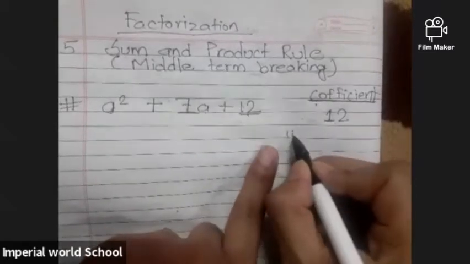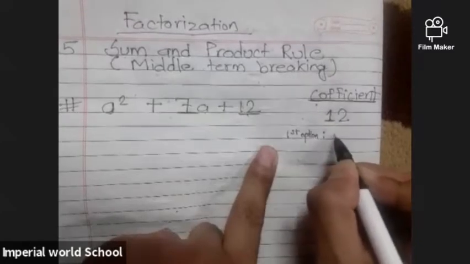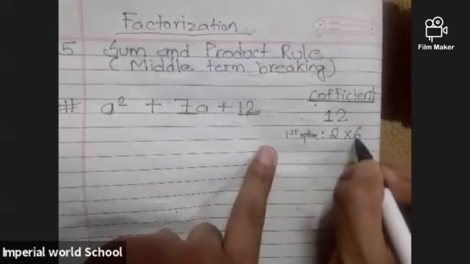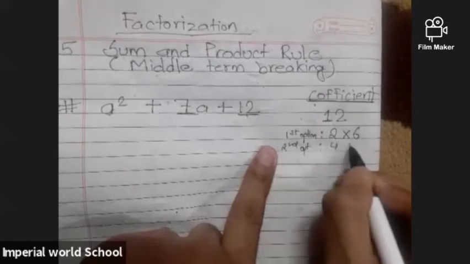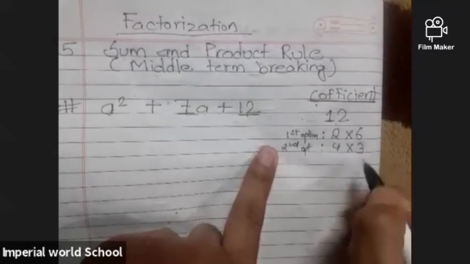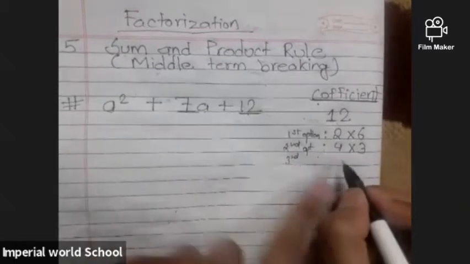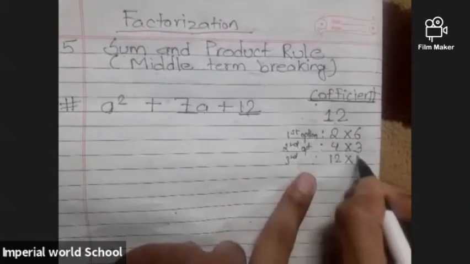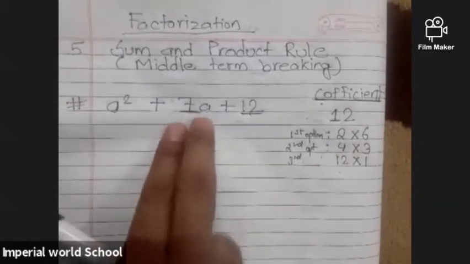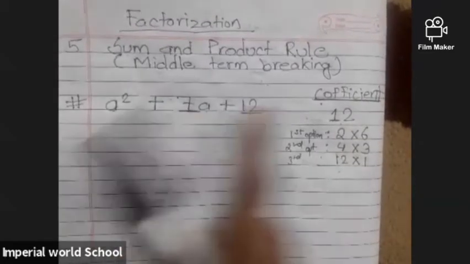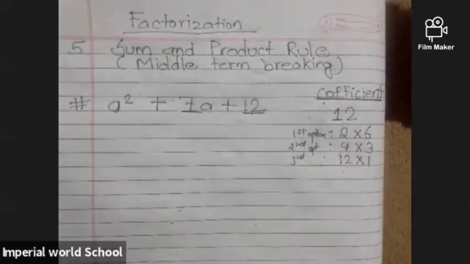First option, you have to tell me which option is the suitable option. Okay, so one option is 2 6 are 12. Second option is 4 3 are 12, also we have. And third option is, I think, 6 2 and 2 6 is the same thing, so I am writing 12 into 1. Okay, now out of these three options, we have to select one option to break this middle term. Remember, from the coefficient we are going to make the middle term. Now tell me, which option is the better option here?